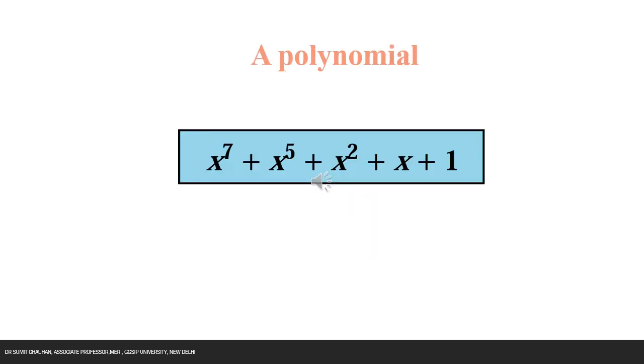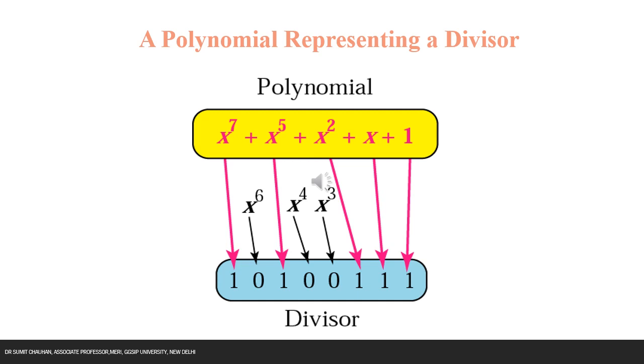Now here we have a polynomial of degree 7. We have x raised to power 7, and that's why it's a degree 7 polynomial. A polynomial can be represented as a binary number, which is the divisor. So this is how we can convert that 7-degree polynomial to a divisor.